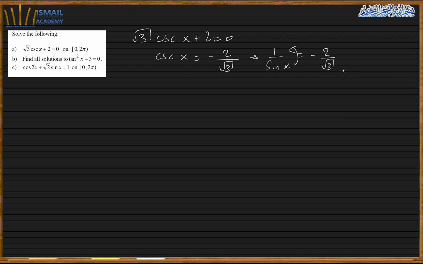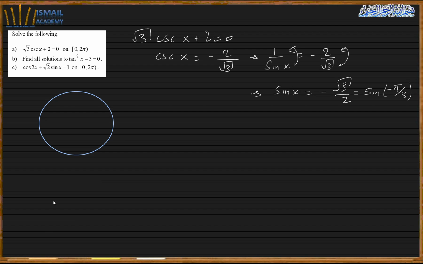So if I flip this, I will flip this. That means I will have sine of x equals minus square root of 3 over 2. And we know that sine of pi over 3 is square root of 3 over 2, so minus square root of 3 over 2 is sine of minus pi over 3. So in the circle, pi over 3 is here, and you see this is pi over 3, and it's near to 1. So now I have my sine.